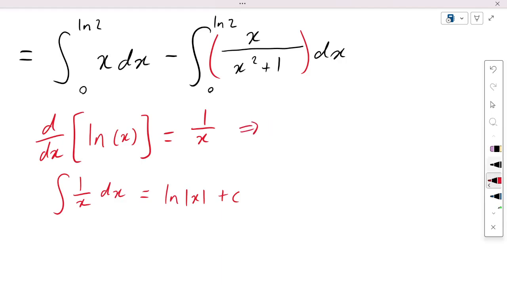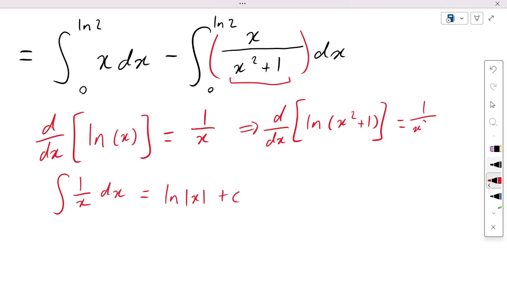Remember, this implies to us that the derivative of the natural log of this, which is x squared plus 1, is just going to be equal to 1 over the inside of the bracket, which is x squared plus 1, multiplied by the derivative of the inside of the bracket. The derivative of x squared is just 2x, and the derivative of 1 is just 0 because it's a constant. So that's basically what we have.